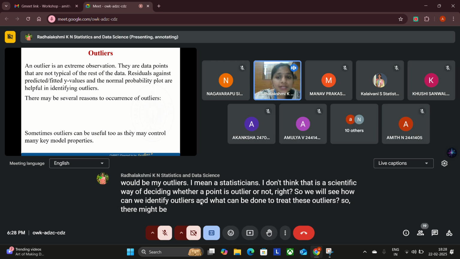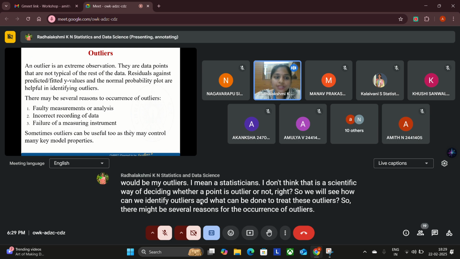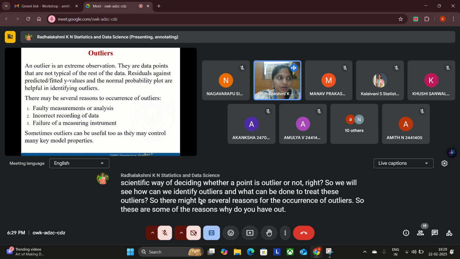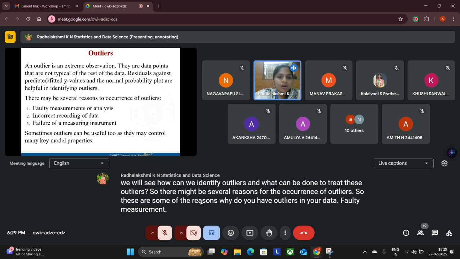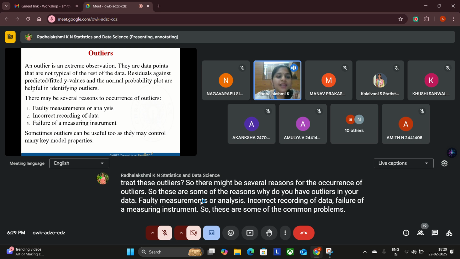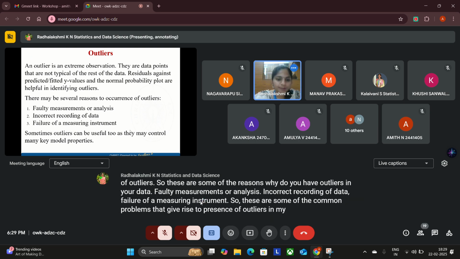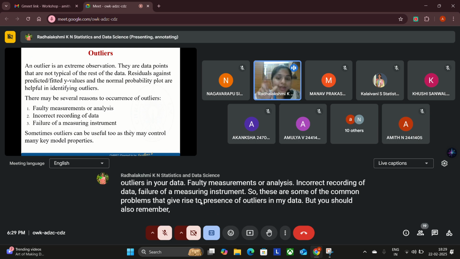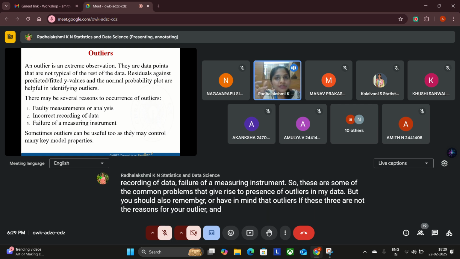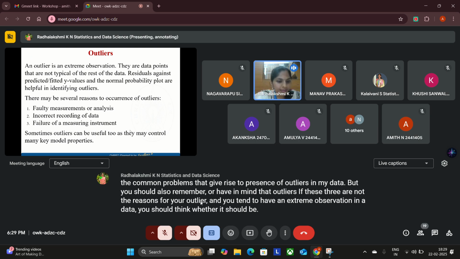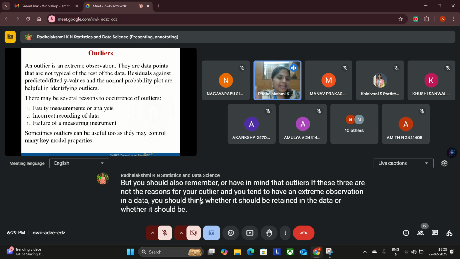So there might be several reasons for the occurrence of outliers. So these are some of the reasons why you have outliers in your data: faulty measurements or analysis, incorrect recording of data, failure of a measuring instrument. These are some of the common problems that give rise to the presence of outliers in my data. But you should also remember that if these three are not the reasons for your outlier and you have an extreme observation in the data, you should think whether it should be retained in the data or whether it should be dealt with.